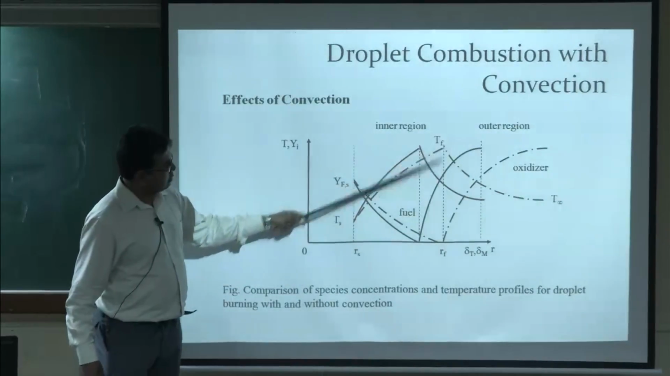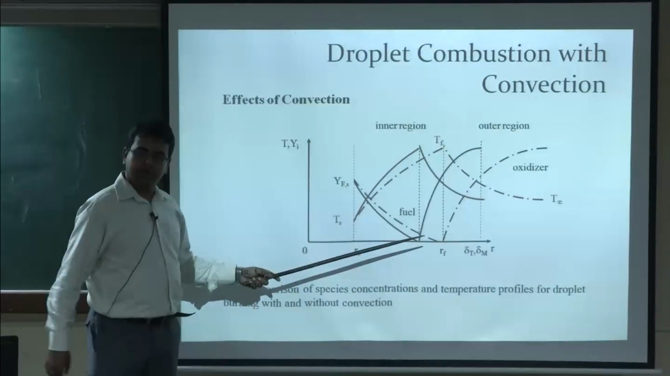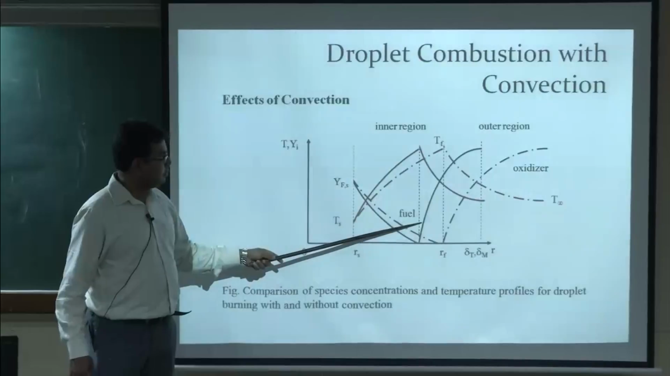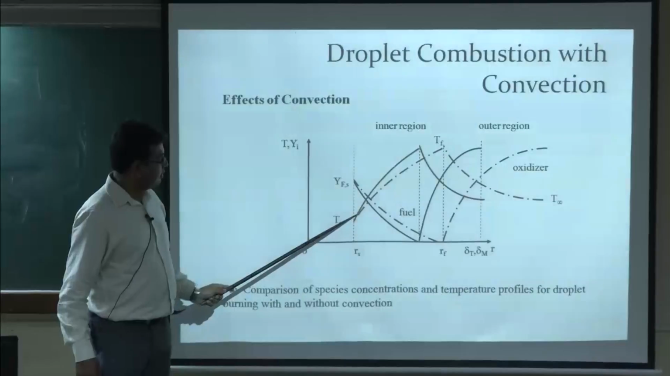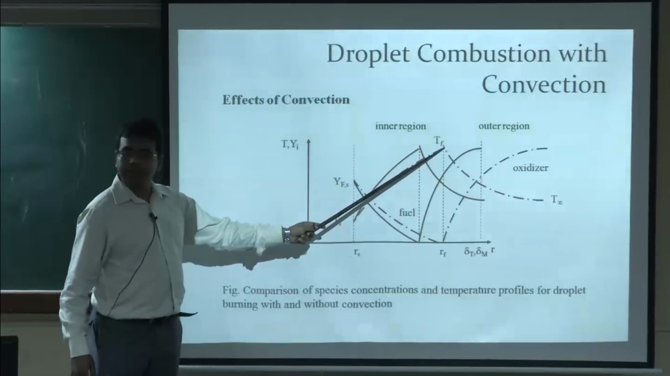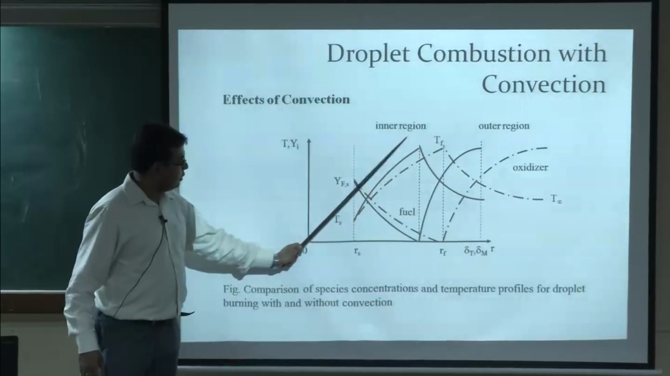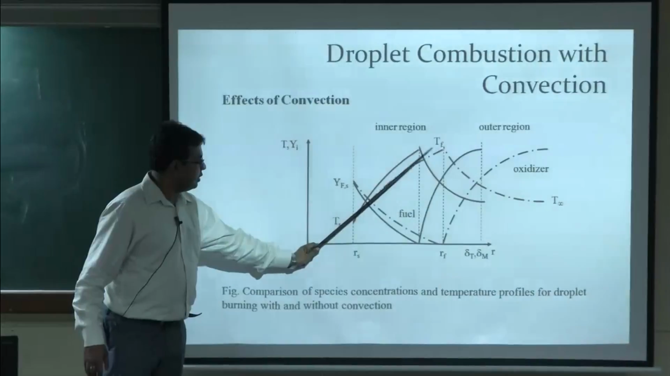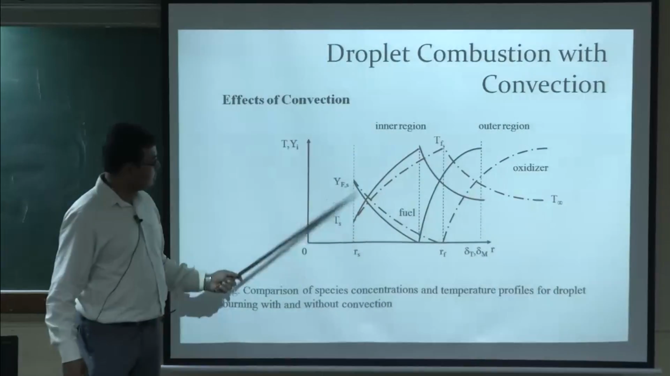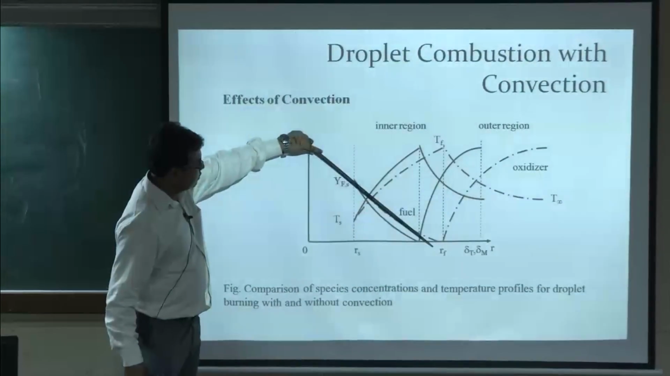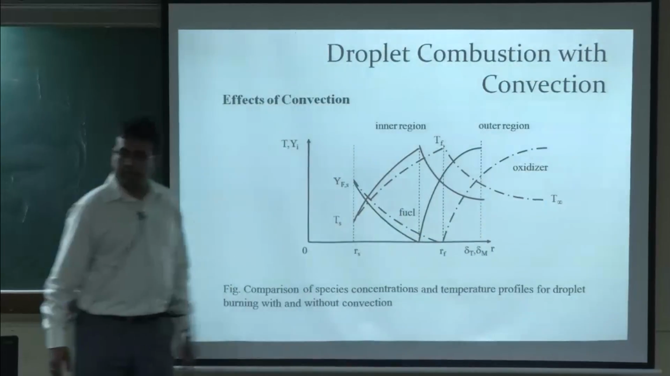in presence of the convection, the flame has shifted towards the droplet. So this is the temperature distribution now with convection, and this dash-dot line is the temperature distribution without the convection. What you see is that initially the gradient used to be like this, and now it has become steeper. Same thing happens to the fuel mass fraction. Initially the fuel mass fraction distribution used to be like this, now the flame has come inside and it has become steeper.